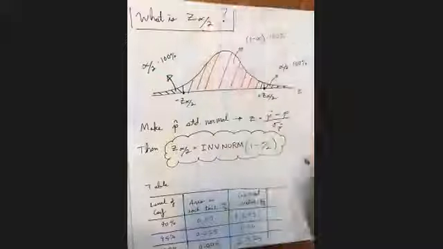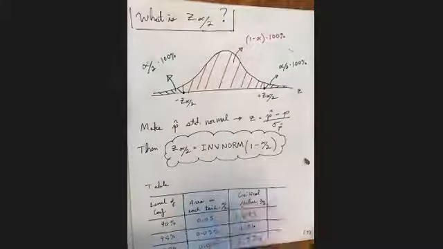So first, what is this z alpha over 2? It's sort of the elephant in the room. It's this weird thing that has been thrown in there. I said it was a scaling factor. Where does it come from and why do we need it?